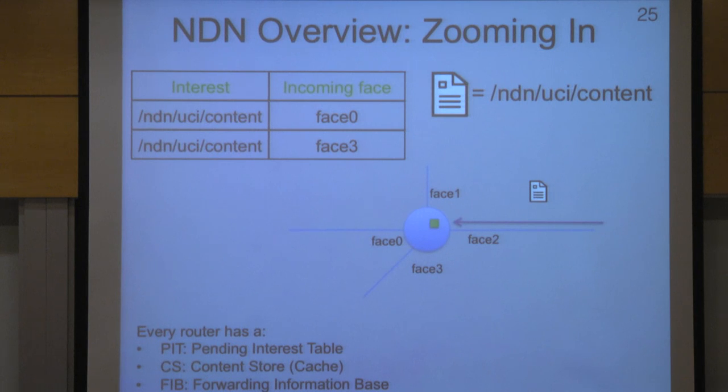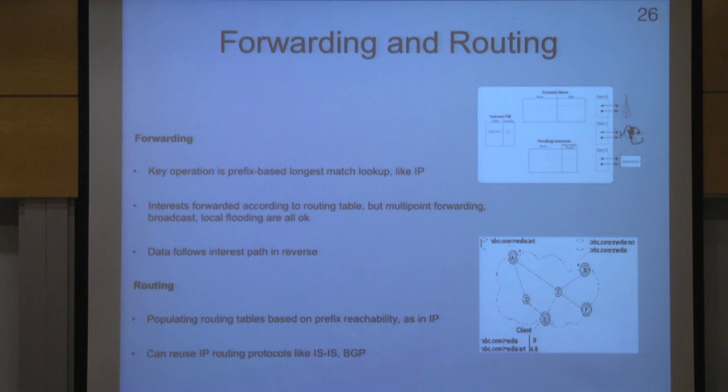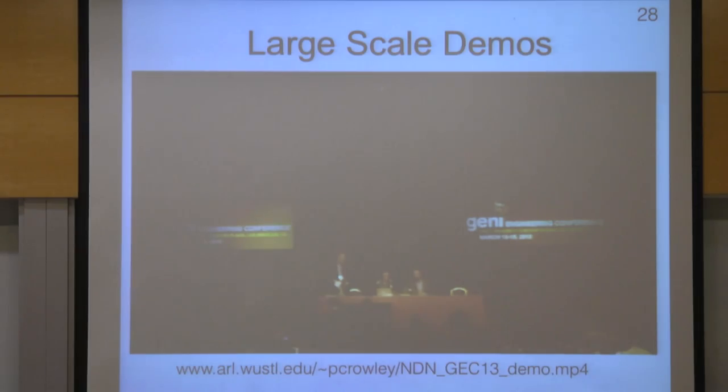Okay, so when the actual content comes back, it will be forwarded out, or let's just say multicasted, on as many interfaces that have requested it in the interim. Okay? So it's a very, very important point, this collapsing of interest. Okay, that I already said. Forwarding and routing are pretty much as in IP. This is actually a real thing.